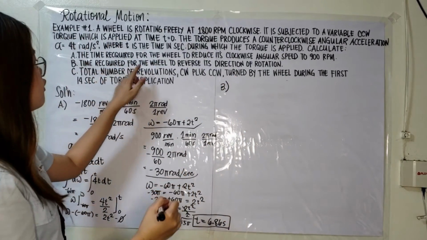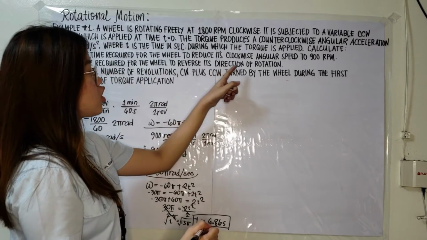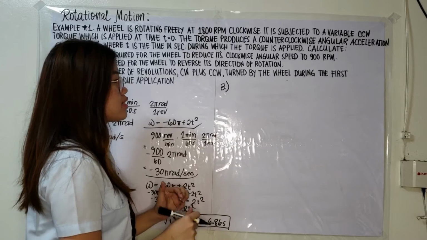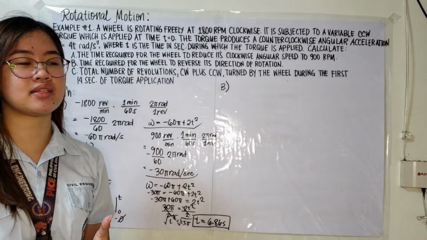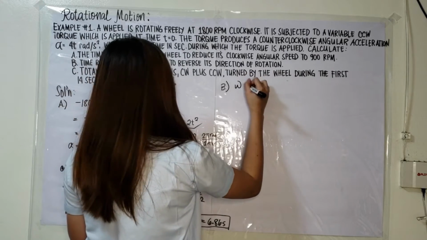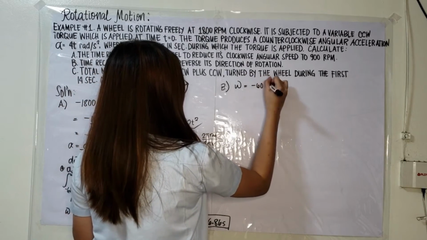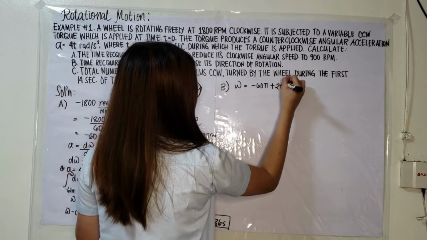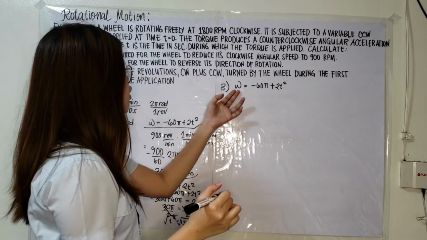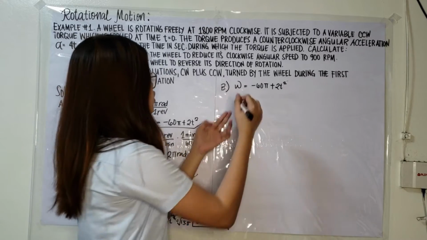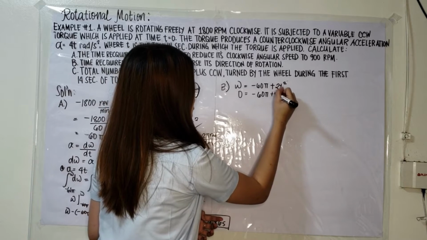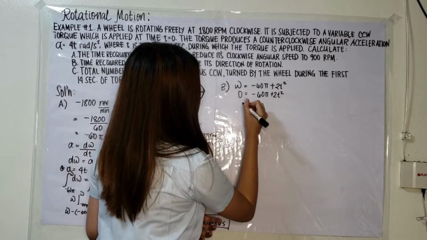The time required for the wheel to reverse its direction of rotation. The wheel changes its direction when its angular velocity is momentarily zero. Using the same equation, omega is equal to negative 60 pi plus 2t squared. So we will replace our angular velocity with 0 is equal to negative 60 pi plus 2t squared.